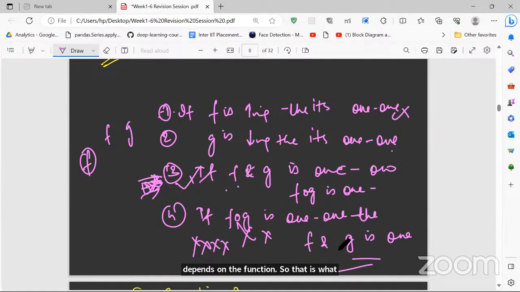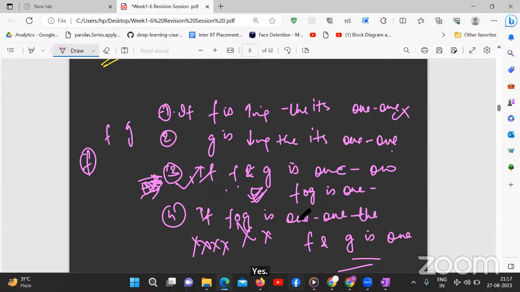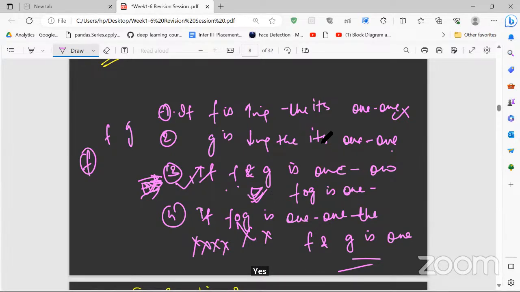If f of g is 1-1, that doesn't always mean f and g are 1-1. It can be possible that f and g are 1-1; in the example I gave you, both the functions were 1-1. But it's not always possible. Excuse me, sir, since we are saying that the fourth statement is not possible always, shouldn't it be that f and g are always 1-1 for it to be wrong? Yes, sometimes it can be, depending on the function, but it will not always be. But the third statement will always hold.